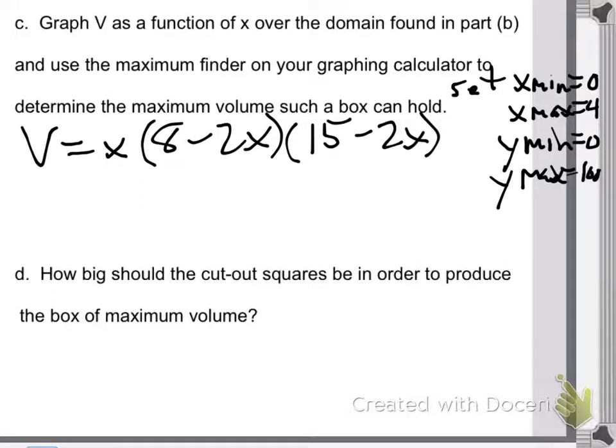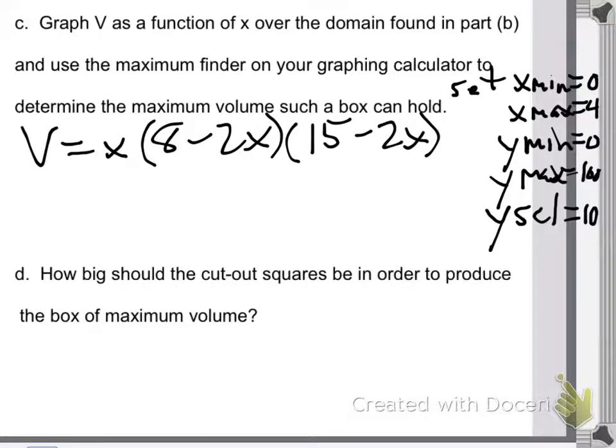Alright, so my window, x min is 0, x max is 4, scale's 1, that's fine. The y min is 0, and then the y max is 100. My y scale should probably be by tens or something, because I'm not sure I want 100s or ones going up and down the y-axis. That's a lot. So I graph it. Okay, you should get some sort of weird looking curve. It kind of looks like a parabola, but it's sort of like a mutant parabola. Okay, it's sort of a hanging to the left parabola.